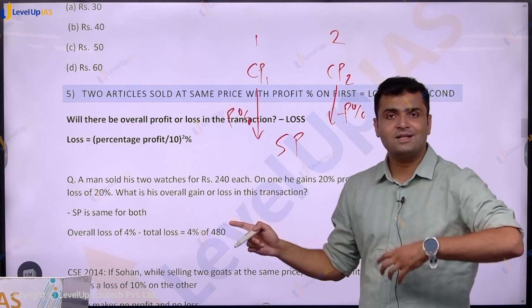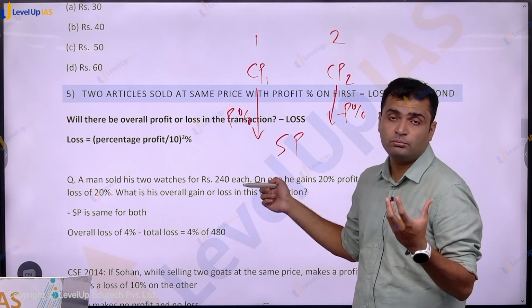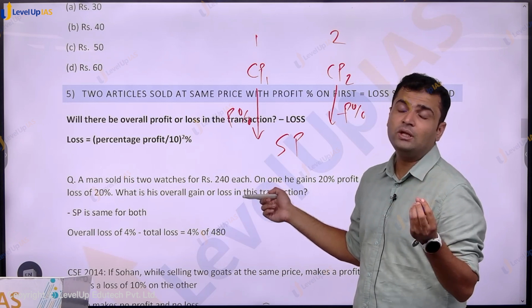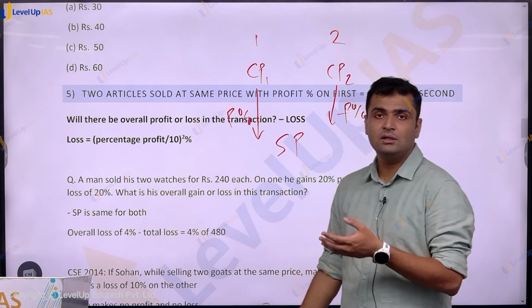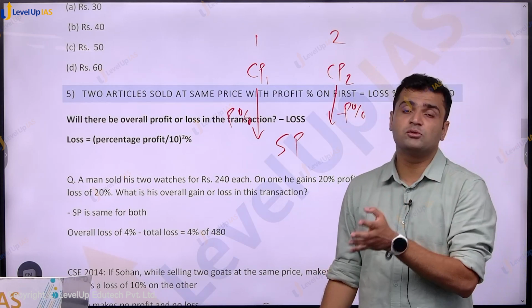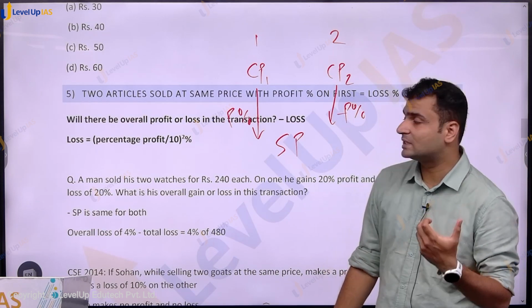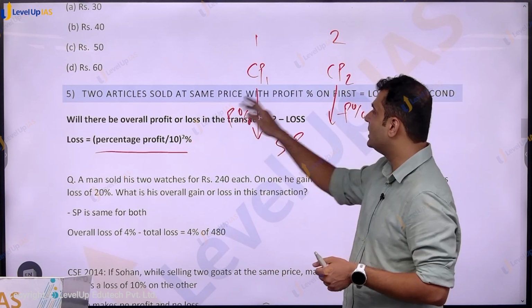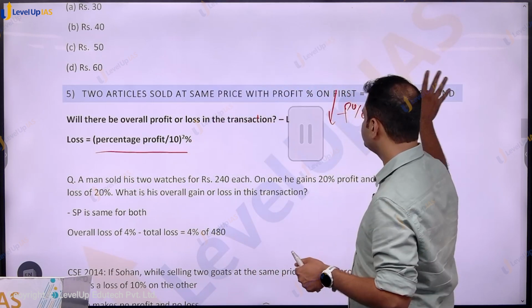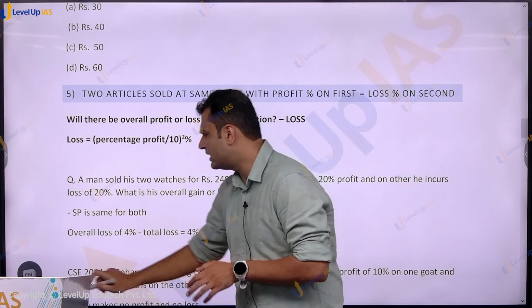So in that transaction, it actually is a loss for the shopkeeper. If you look at the overall transaction, the cost price becomes more than the selling price and there is a loss, and the percentage loss is this percentage profit, this P, divided by 10, whole square. Just remember this, and that should be all.